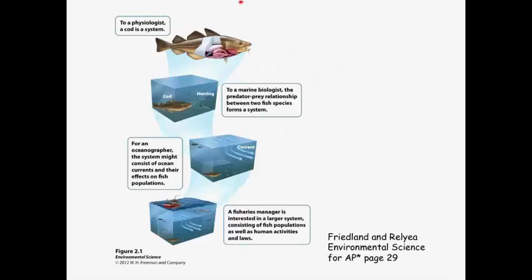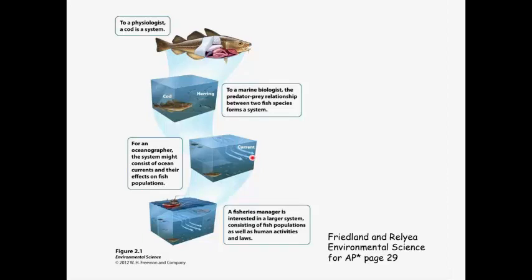In Chapter 2, our first example shows how there are different systems, and systems are defined by the user, by the student, or by the instructor. To a physiologist, a cod is a system. So just one fish could be the entire system to a physiologist. To a marine biologist studying the interaction between a predator and prey, this two-species interrelation is a system. An oceanographer might consider the ocean currents and physical abiotic parameters and their influence on a biotic population, fish. So that might be a system, and an oceanographer might include all of this in a system.